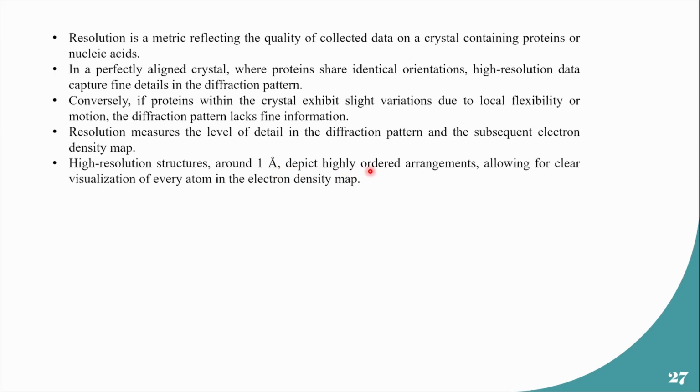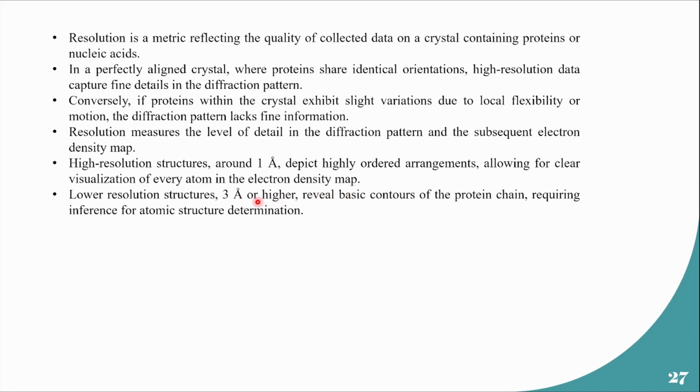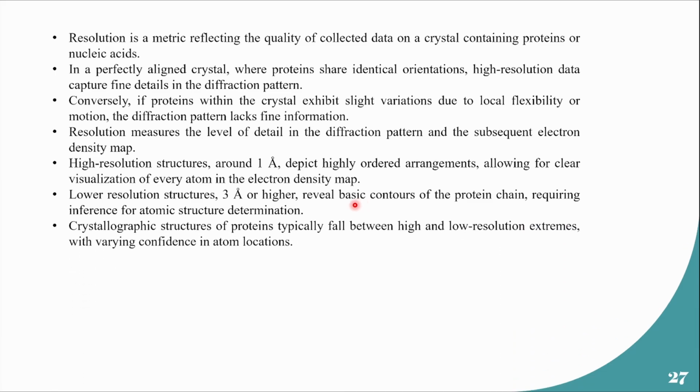So that means that in the crystal, they had a highly ordered arrangement, which could allow clear visualization in the electron density map. And then for lower resolution structures, which have, let's say, upwards of 3 angstrom, that can reveal the basic contours of the protein. But if you try to look at atomistic level detail, some of those details will be very murky, not very accurate in a way, right?